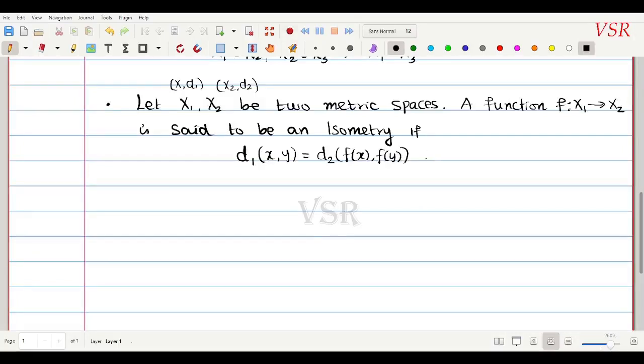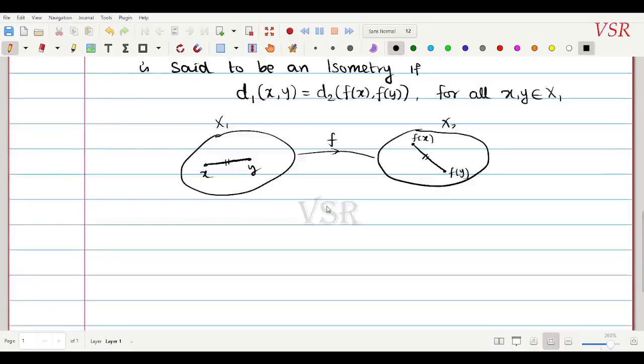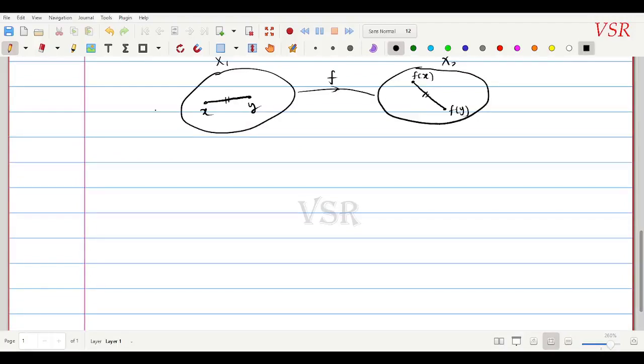This must hold for all x, y belonging to X1. If we take any two points x and y here, then the distance between f(x) and f(y) must also be the same. So this is equal to this. If this holds, then the function f is said to be an isometry. We'll see some examples of isometry.